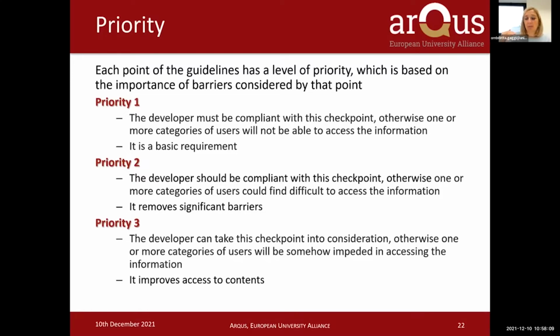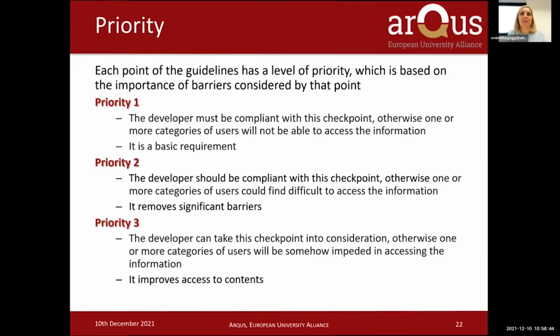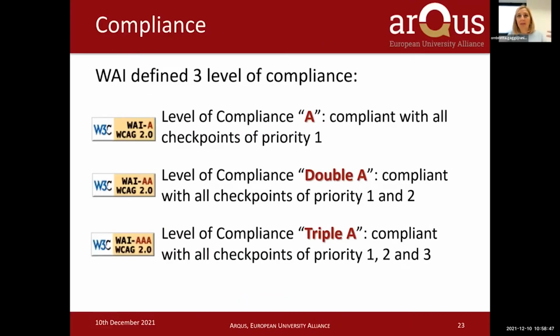So I have to remove priority level 1 barriers, otherwise I cannot access that information. It is better if I remove priority level 2 barriers, because these checkpoints describe barriers that require a lot of effort. If I'm compliant with the checkpoints of levels 1 and 2, I'm accessible. Usually the law requires these two. And the third is more about usability than accessibility. I'm improving the access, I'm removing problems, but people can already access the content.